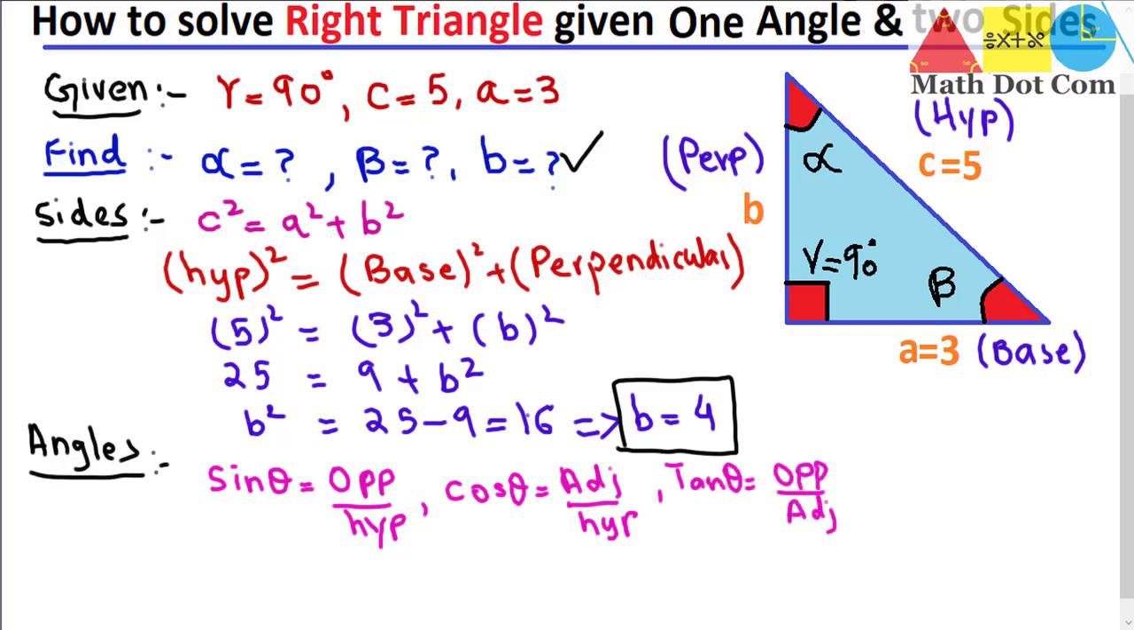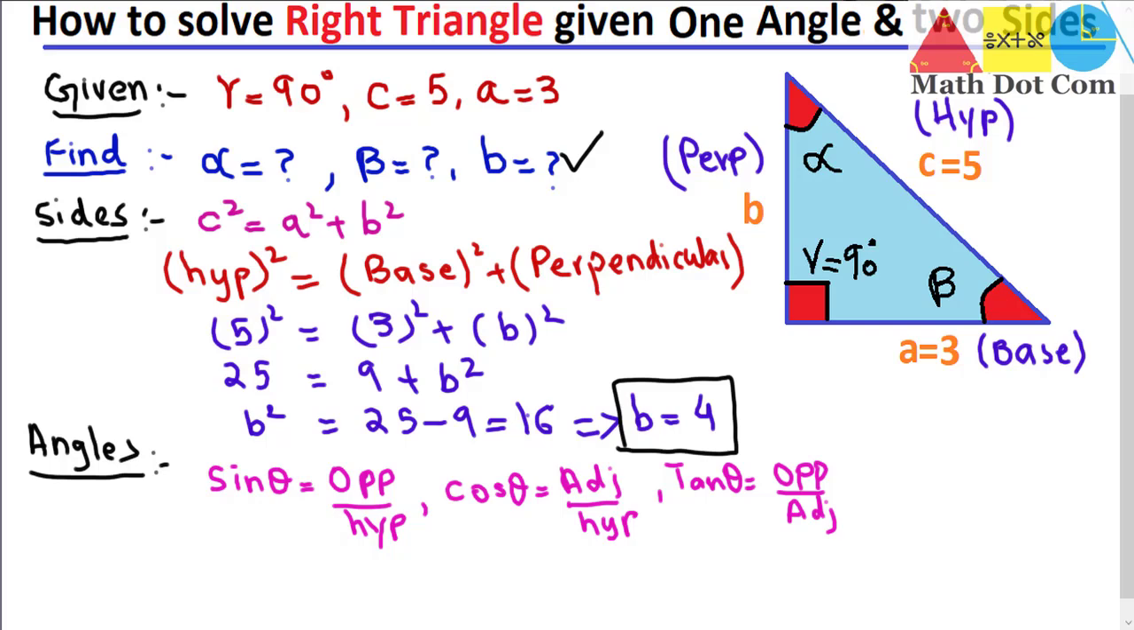Once you know these trigonometric ratios, you can easily find the angles, and keep in mind that these trigonometric ratios are just for right triangles. Let's solve them one by one. First of all, we will see whether we want to find the angle alpha or beta, it doesn't matter. So we'll start with the angle alpha.